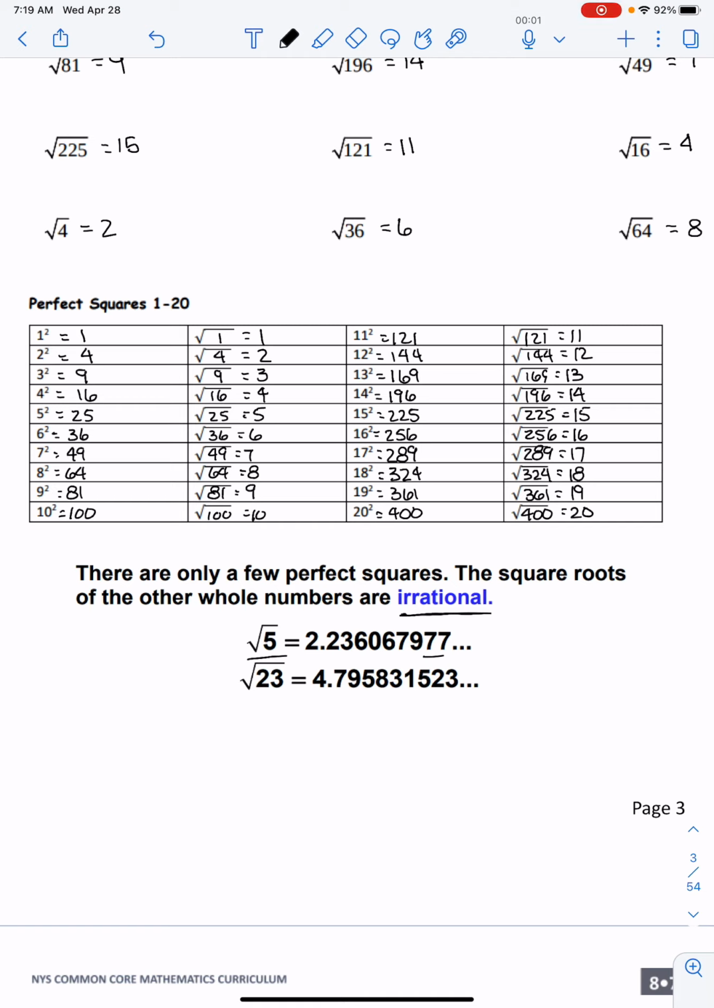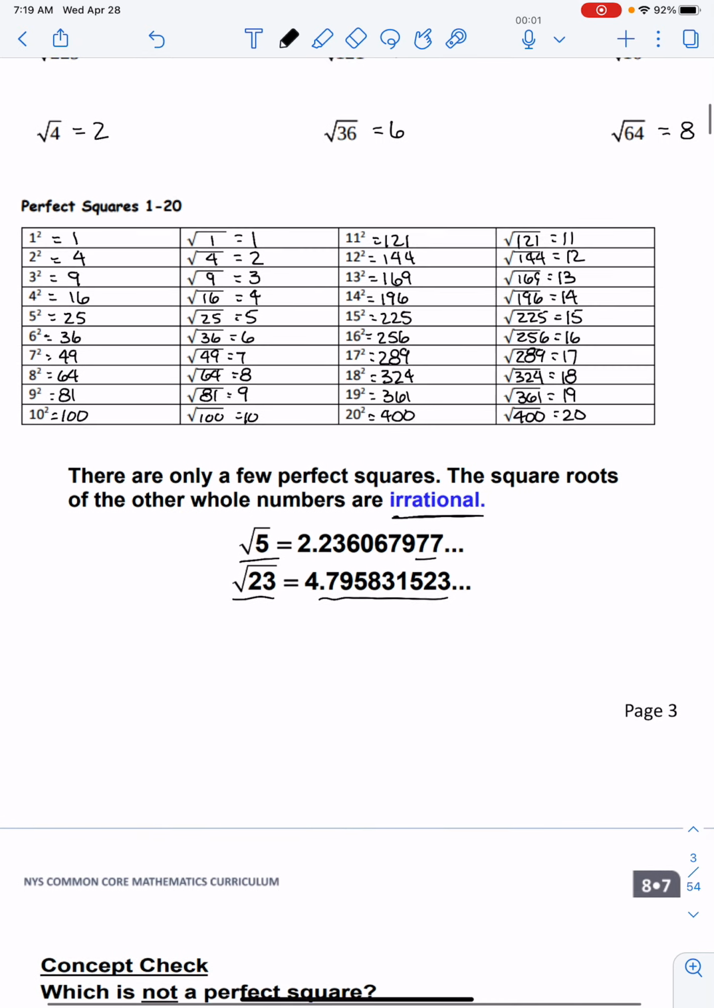So certain numbers might repeat in the middle, but they don't keep repeating. The square root of 23 is an irrational number. It never ends and never repeats. So the other whole numbers are irrational and therefore are not perfect squares.